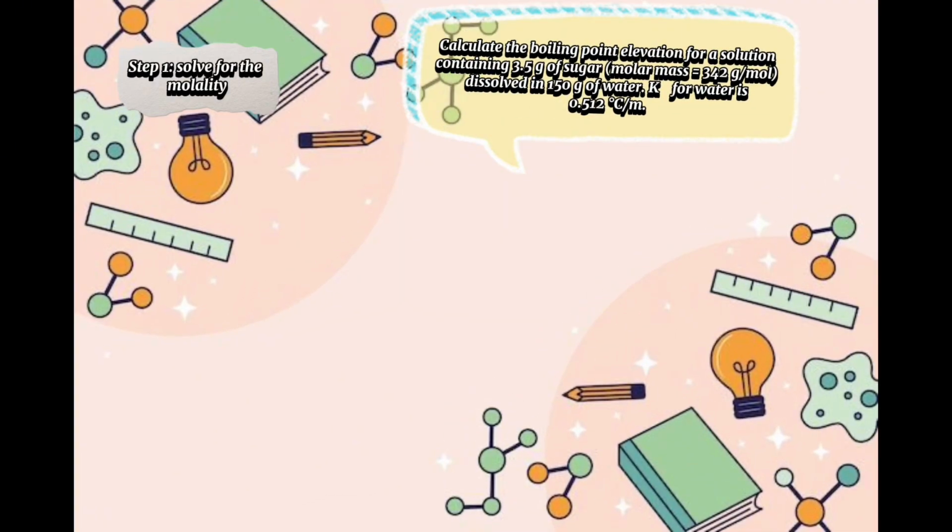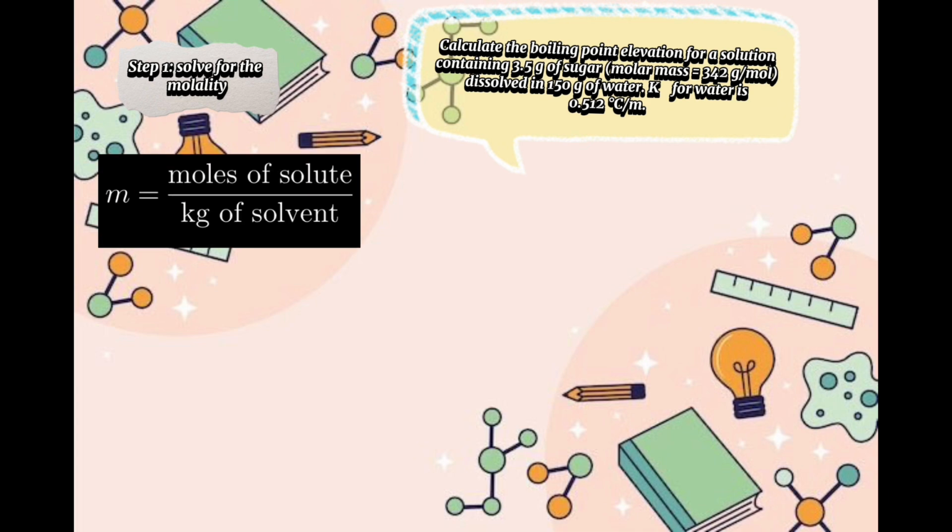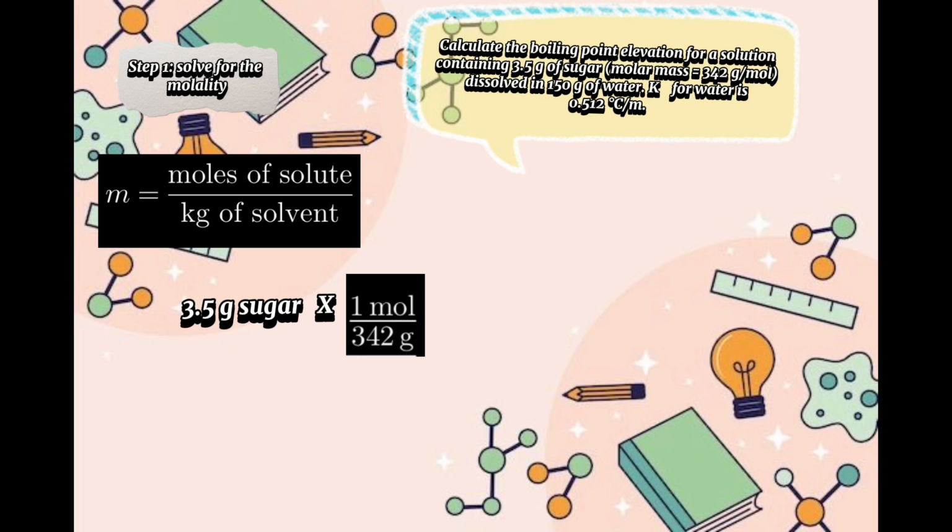First, we're going to solve for the molality by the given formula, which is m equals moles of solute divided by kilograms of solvent. But first, we're going to find the moles of sugar. So 3.5 grams of sugar times 1 mole divided by 342 grams, which is the molar mass of sugar. Since we are going to find the moles, let's put it in the numerator, so it gives us an answer of 0.01023 mole of sugar. By the way, you can also use 2 decimal places if you want.